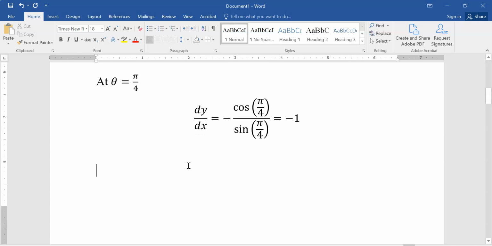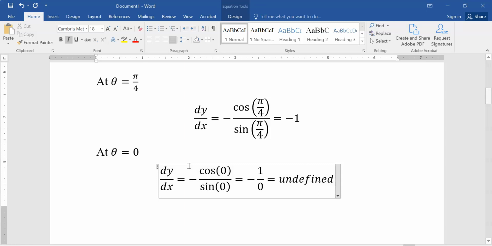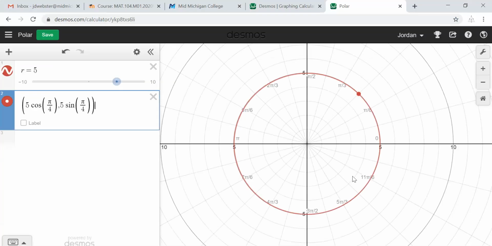Now, obviously, if we plug in a different value of theta, for instance, if we plug in theta equals 0, well, if I plug in 0 into cosine, I get a 1. If I plug in 0 into sine, I get a 0. So this is undefined. And what that means is that the slope of the tangent line is, well, in this case, infinite. Sometimes it's actually undefined because we don't have a tangent line. Other times, like this one, the slope is infinite. So if you were to graph this, we're talking at the point (5, 0). The tangent line is a vertical line. So there we go.